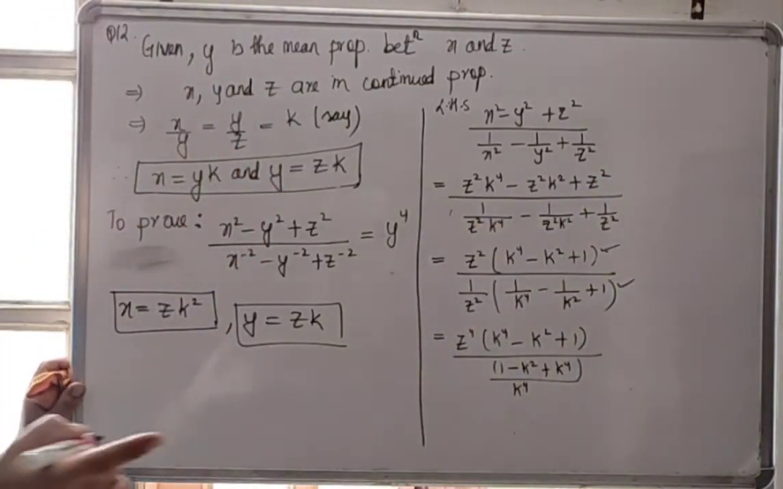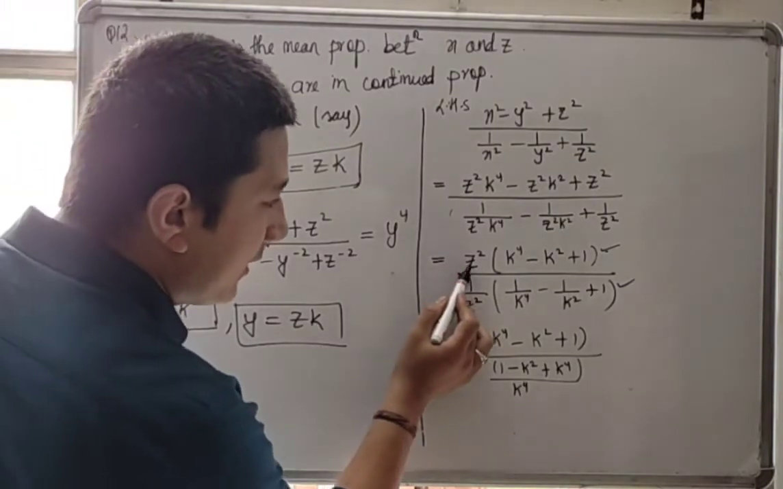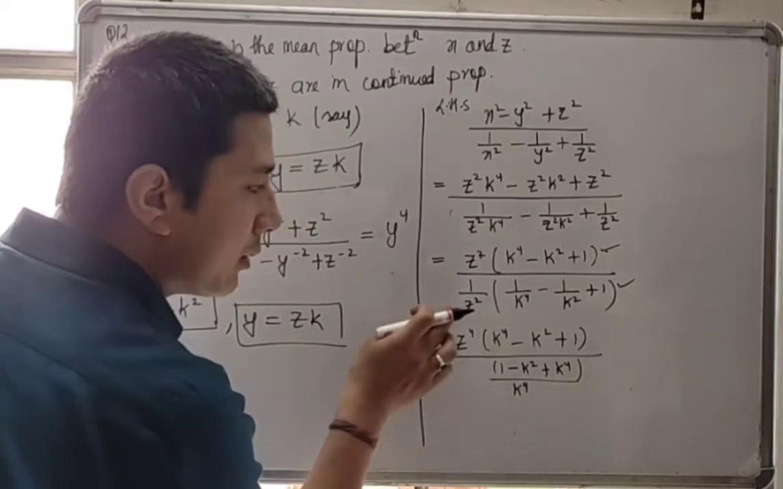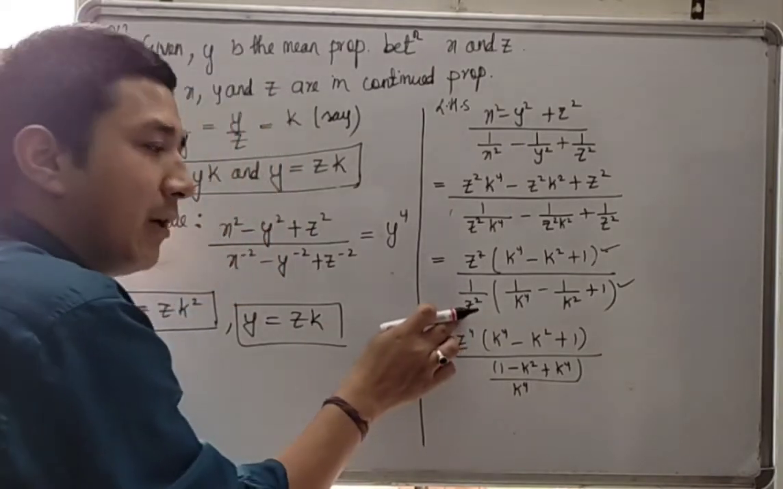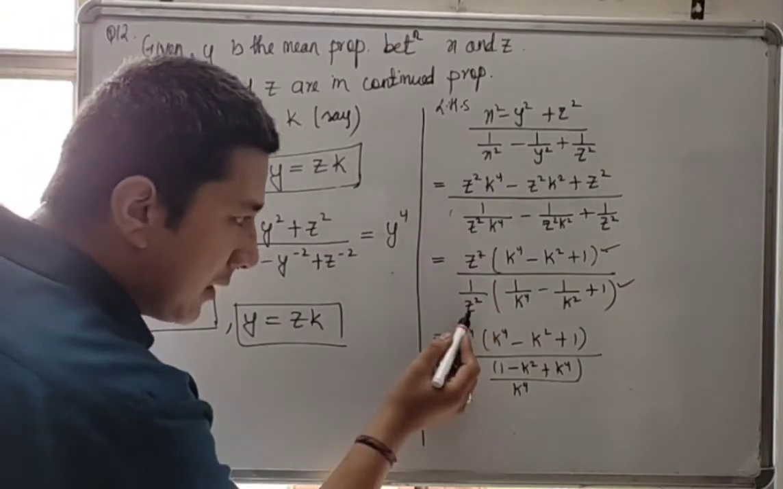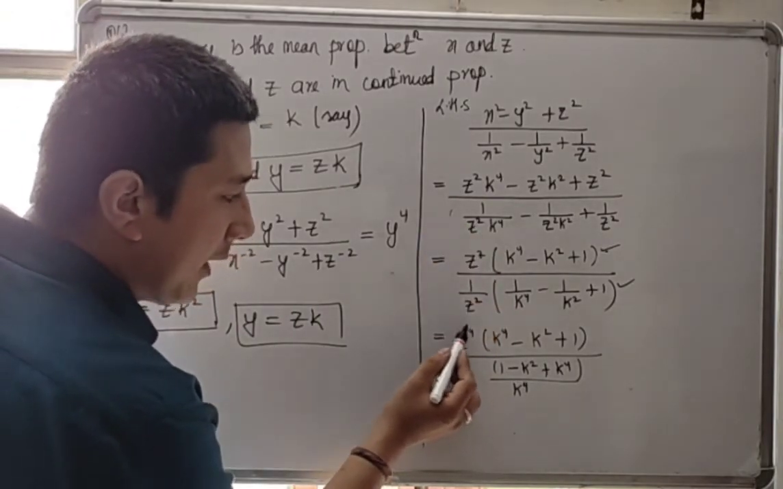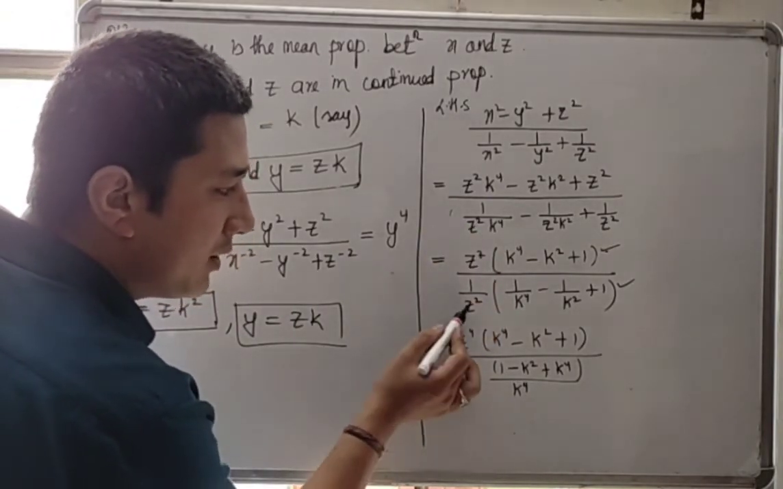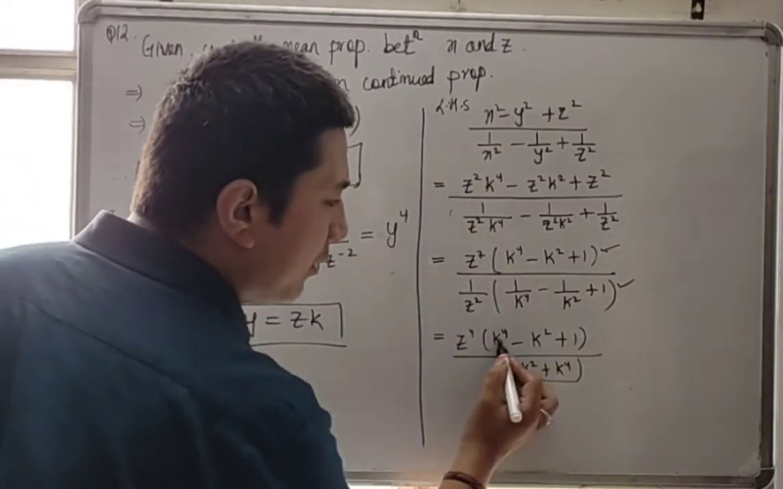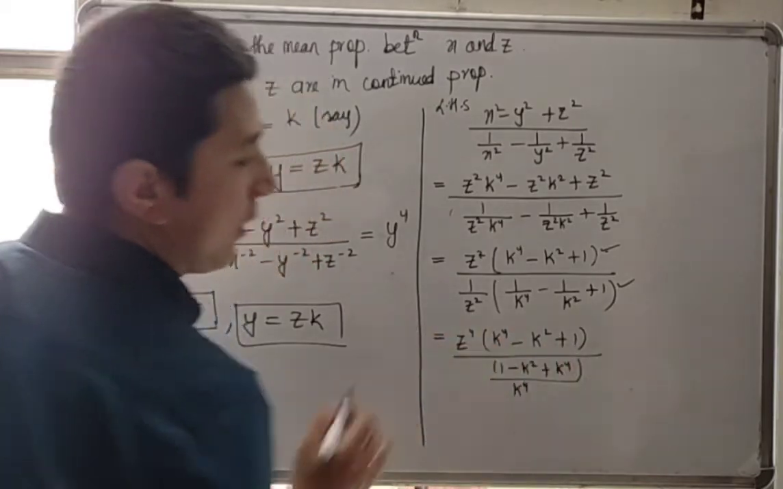Okay, now see, we have z² whole divided by 1 by z². So this 1 by z² will be reciprocal and will go up in the numerator. z² into z² will be z⁴. I hope you are clear with this, z⁴, this z² into z². After that, k⁴ minus k² plus 1.